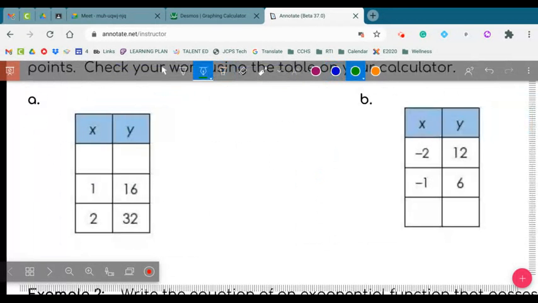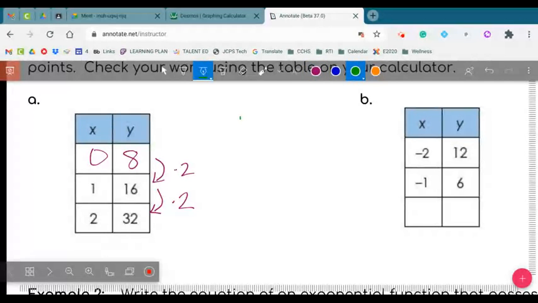Whenever you are given a table, you want to make sure, number one, you have your 2 points, but you also are going to need your y-intercept. So what you first need to do is find your common ratio. To get from 16 to 32, I had to multiply by 2. So whatever I had to do to get from the first number to 16, I had to multiply by 2. So what number times 2 equals 16? That would be 8. So that means my y-intercept is 8.